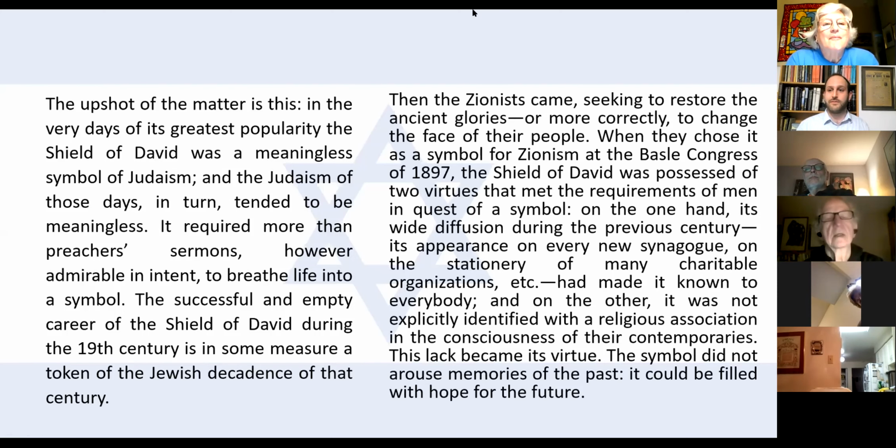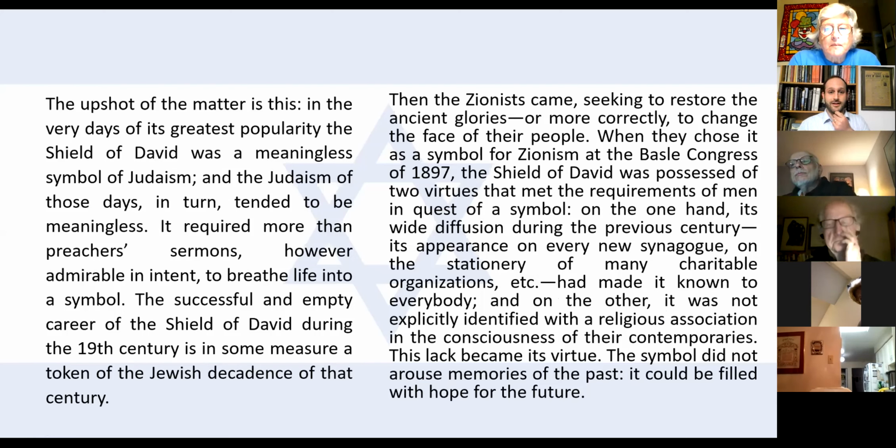Okay, so here's his version of history. Why was this chosen? Why were all the secular Zionists so proud of putting in the Jewish star? Why did they choose this at the Basel Congress in 1897? "On the one hand, its popularity, its wide diffusion in the previous century, it appears on every new synagogue and on the seal of many tribal organizations, had made it known to everybody. On the other hand, it was not explicitly identified with a religious association in the consciousness of their contemporaries. This lack became its virtue. The symbol did not arouse memories of the past. It could be filled with the hope of the future."